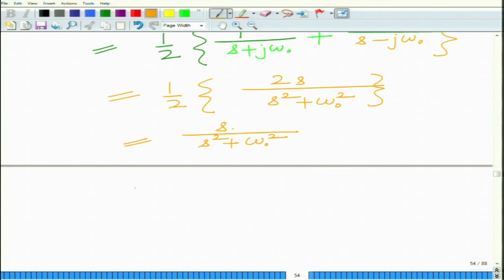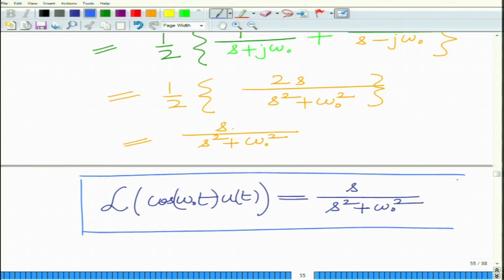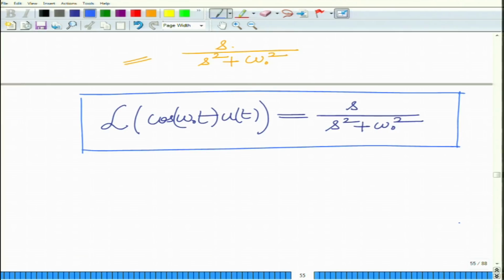Okay, so this is the Laplace transform. To summarize, the Laplace transform of cosine omega naught t u(t) equals, I am sorry, s divided by s square plus omega naught square. So this is the Laplace transform of the signal cosine omega naught t u(t).